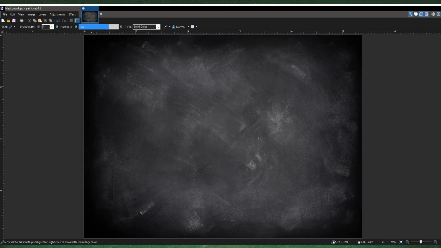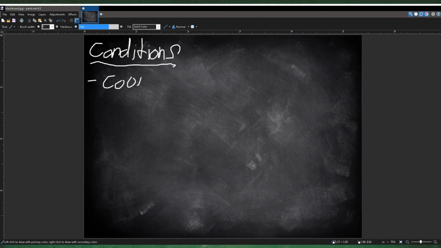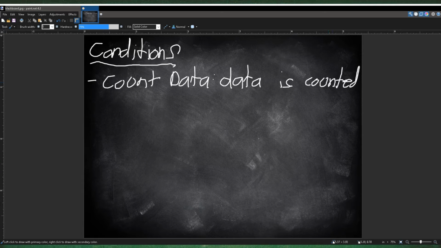So as always, when you're starting with the test, you're gonna have to do the conditions. For a chi-square goodness of fit, it has to have count data, which basically means the data must be able to be counted. Like in our example where we use red, blue, and green, we could count the amount of reds, which is 2, the amount of blues, which is 3, and the amount of greens, which is 5, right? So the data should be able to be counted.